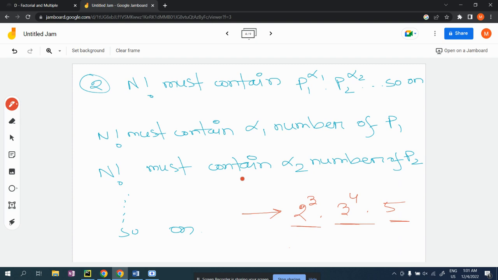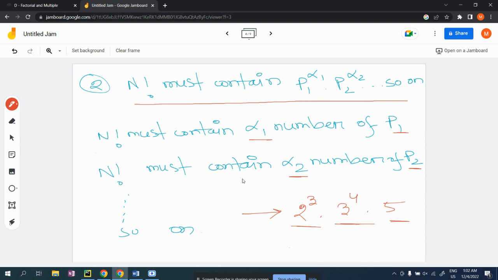The second observation is, from the first observation we have seen that n factorial must contain p1 to the power alpha 1, p2 to the power alpha 2, and so on. If we break this down, n factorial must contain alpha 1 number of p1, alpha 2 number of p2, and so on. Suppose for a particular k, after prime factorization, we have got 2 to the power 3 multiplied by 3 to the power 4 multiplied by 5. So n factorial must contain 2 to the power 3, 3 to the power 4, and 5, so that n factorial becomes a multiple of k.